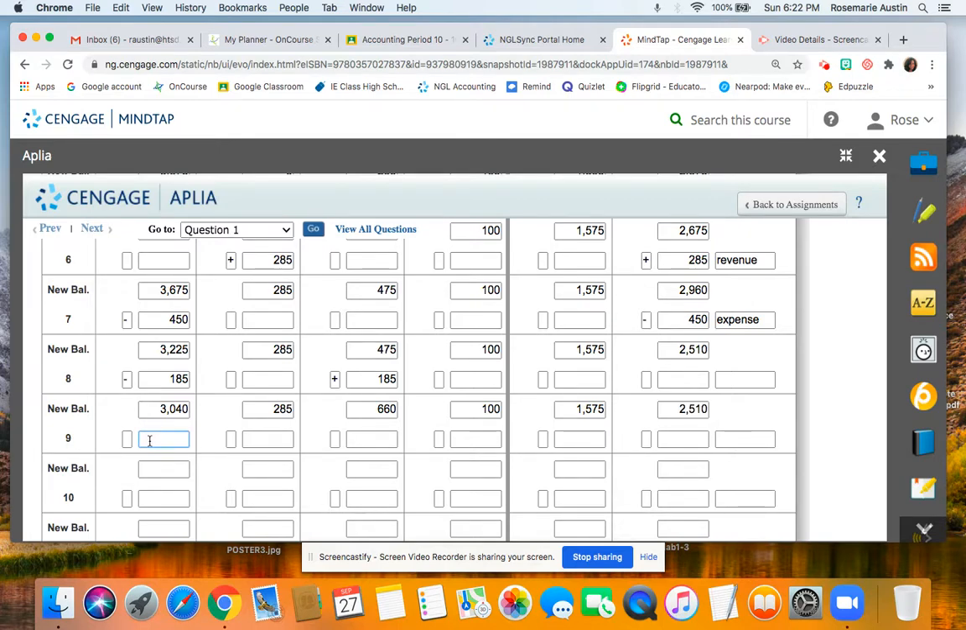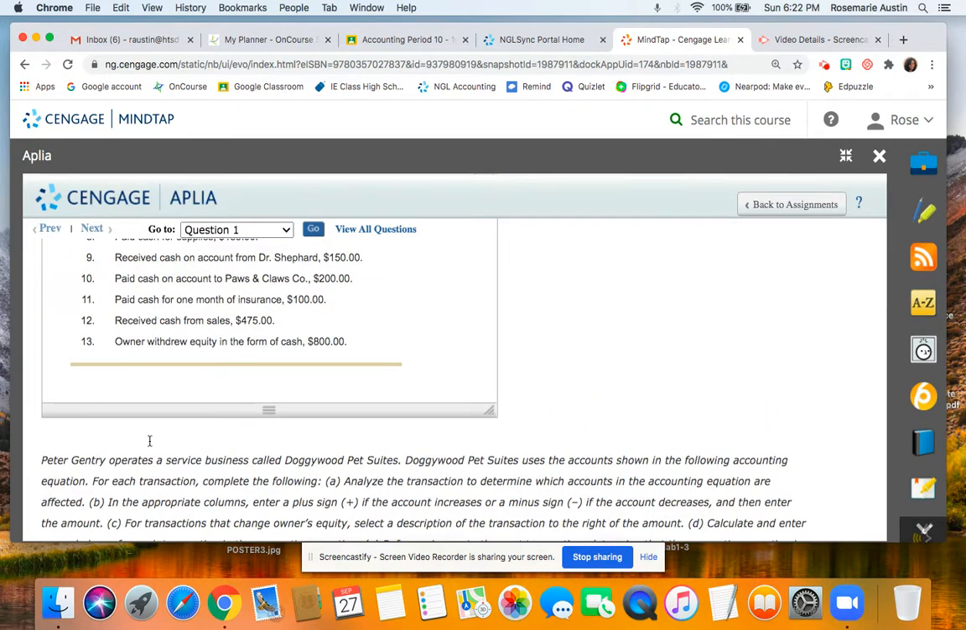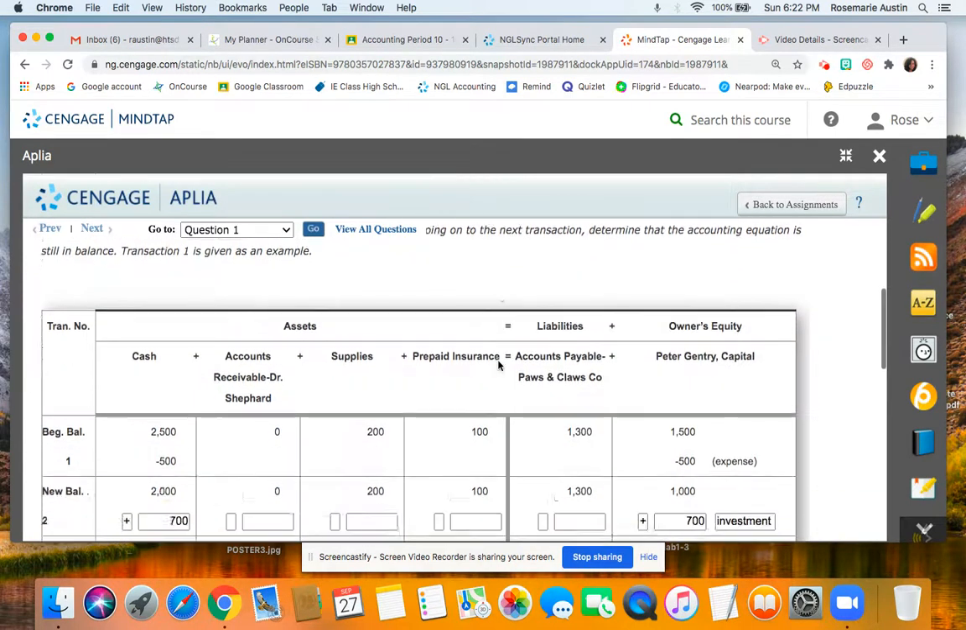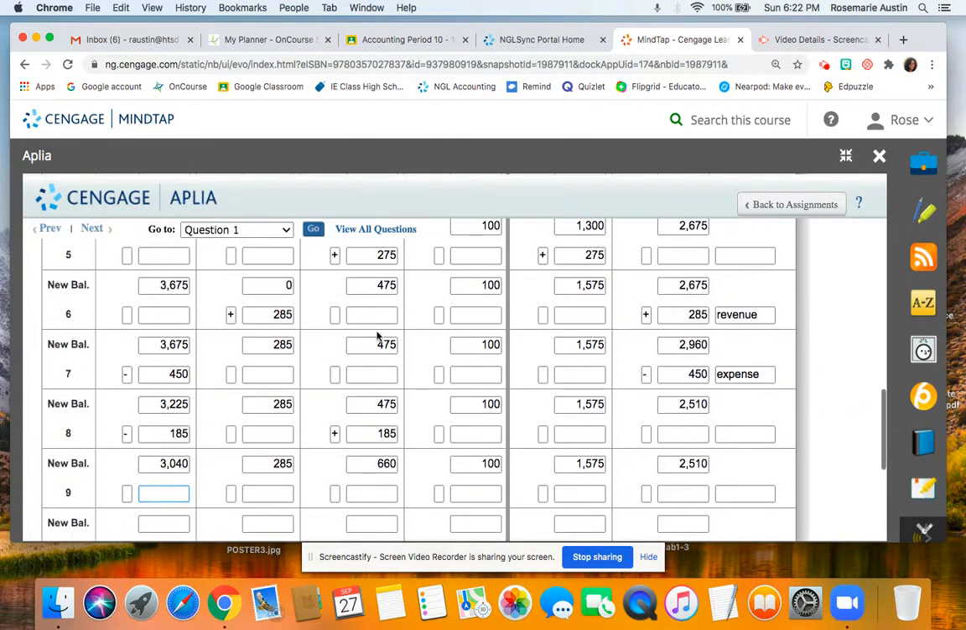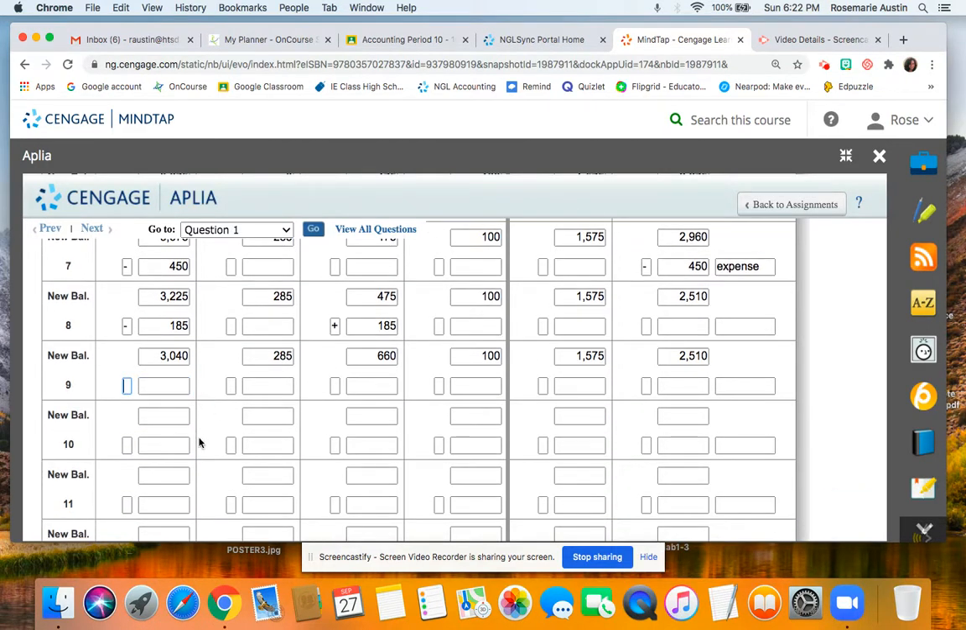Okay. Number 9. Let's see. Received cash on account from Dr. Shepard. All right, now Dr. Shepard owes you some money, and now he or she is paying that money to you. So they're paying you $150. Okay. You're receiving cash, so cash is going up, and Dr. Shepard's account will go down because, look right here, we see that they owe us $285 and they're paying $150. So cash is going up by $150, and their account balance is now going to go down by $150, paying off what they owe us.